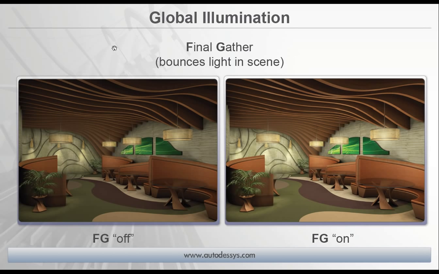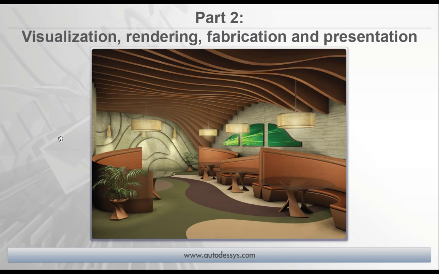We'll also briefly look at the final gather setting, and really these are just on-off switches. When you turn them on, when you render your scene, it'll just add that special effect to your rendering. And of course, all the final gather does is bounce light in the scene. So of course, the image on the left looks pretty good, but by turning final gather on, you get more of a realistic rendering by having that light bounce around a little bit in that scene. Let's see what we can do with part 2 here to visualize, render, fabricate, and present our model using Form Z7. So let's switch over to Form Z.